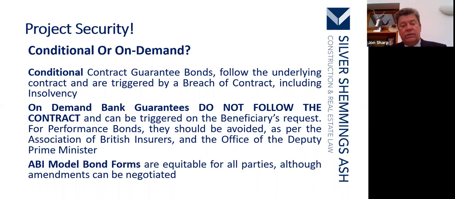Association of British Insurers model bond forms are fair for all parties, but you can negotiate amendments to them. But a surety is, in my view, the best way to solve a number of problems. They're not on demand, they follow the contract, and whilst they might be slightly more expensive, they are a much more flexible instrument.